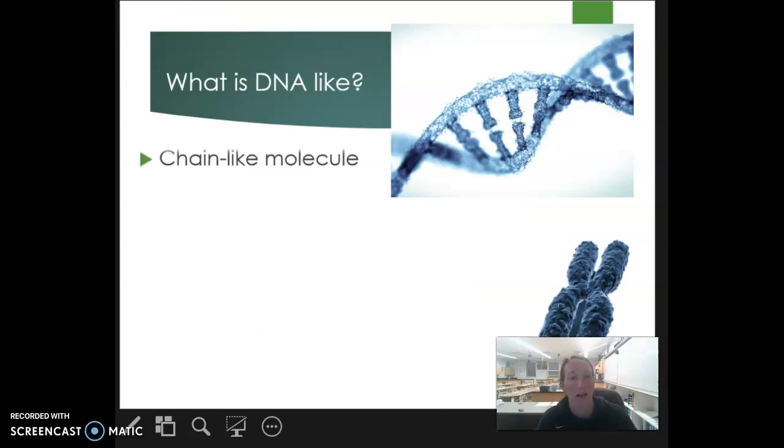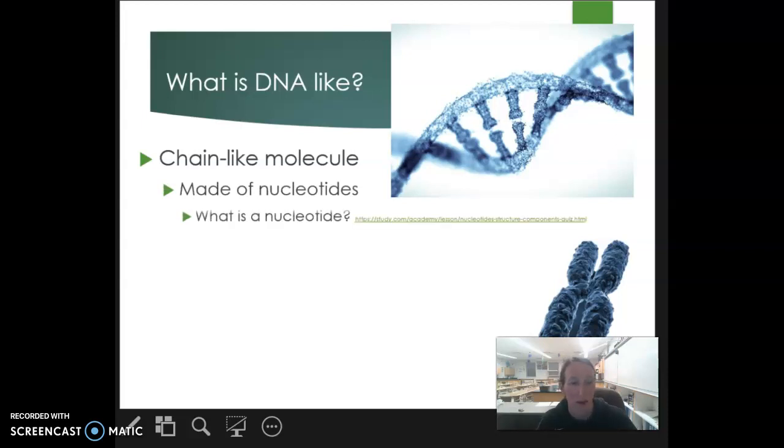So what is DNA like? Like we've seen from the videos, we know that DNA is a chain-like molecule, and the chain-like molecule is made up of nucleotides. So when it comes to what your nucleotide is, we know that your nucleotide is made up of those three molecules: a phosphate, a sugar, and the base. And that's what forms your double helix.